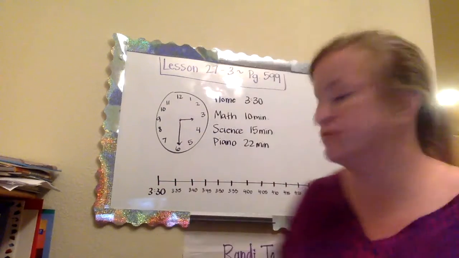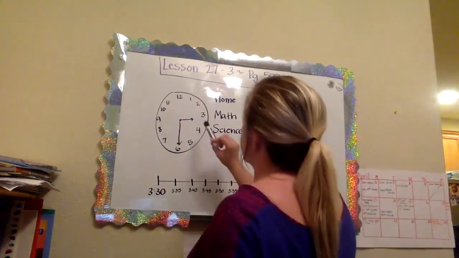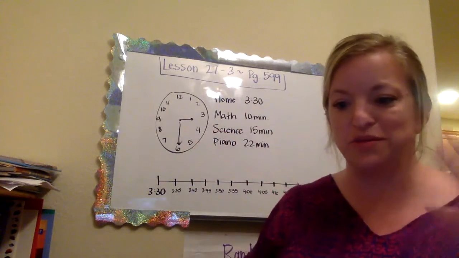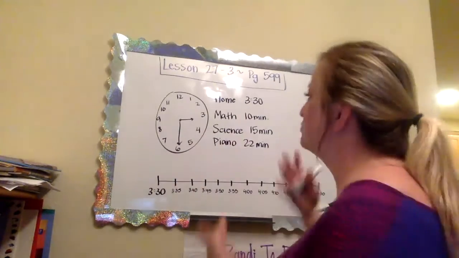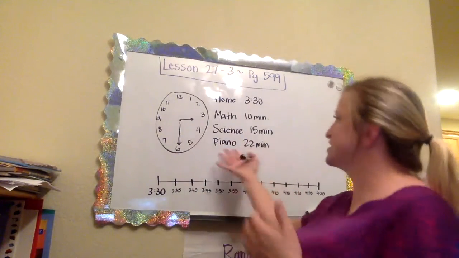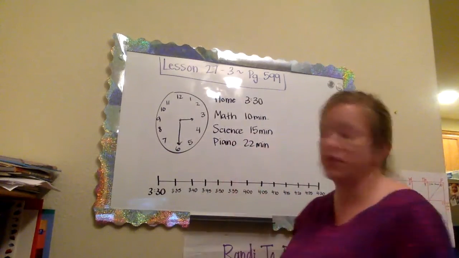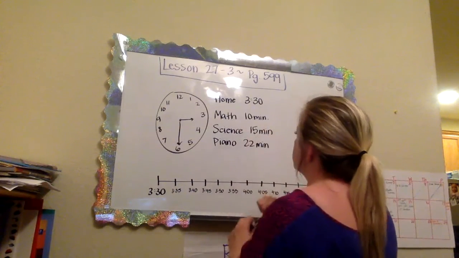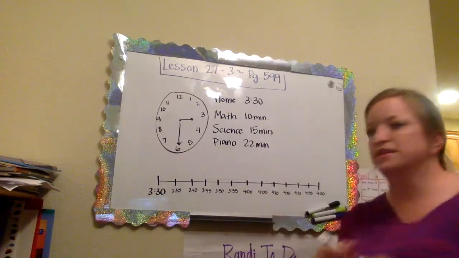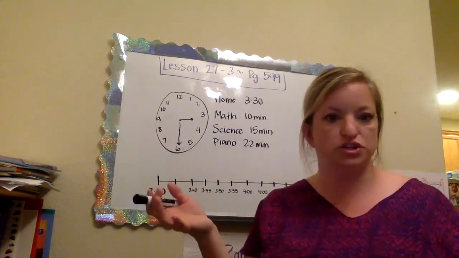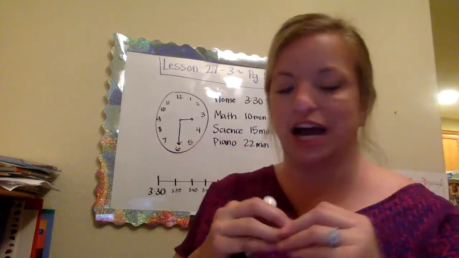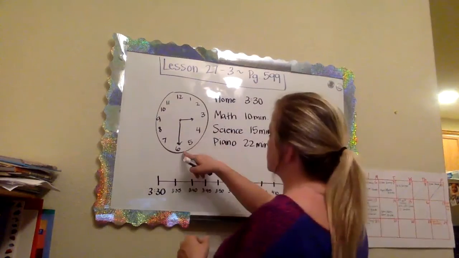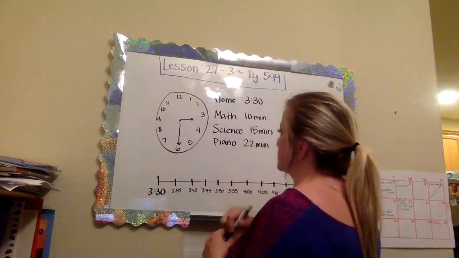On my board, I have drawn an analog clock, and I have the time of 3:30. My drawings are not going to be completely accurate. I'm human, and there is a little distortion there, but you get the idea. So the main things I pulled out from the story problem are, she gets home at 3:30, math for 10 minutes, science for 15 minutes, piano for 22 minutes, and then we need to find out when she was done. So they want to know the end time. They don't want to know how much time it took her. They want to know when she was done.